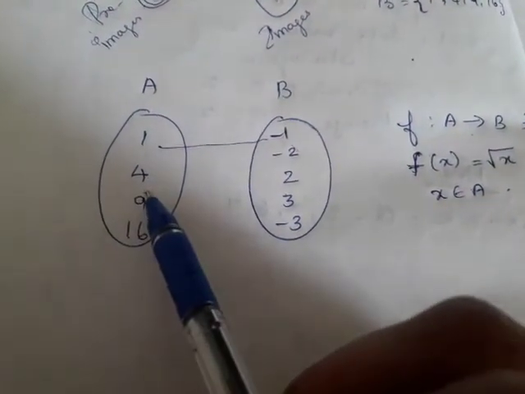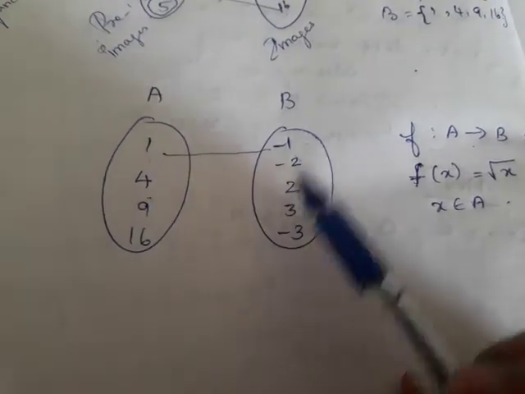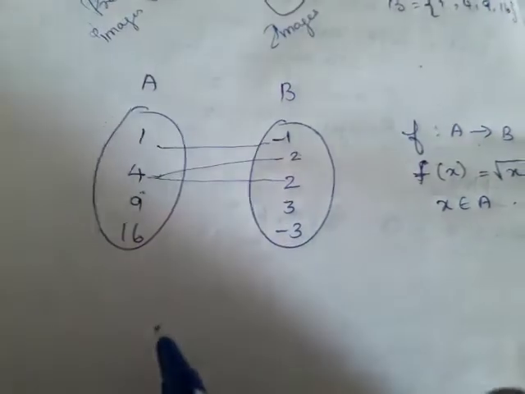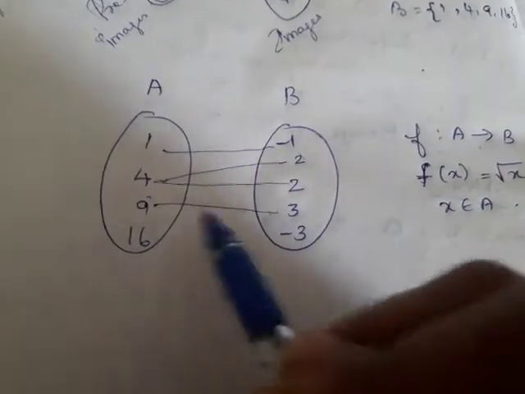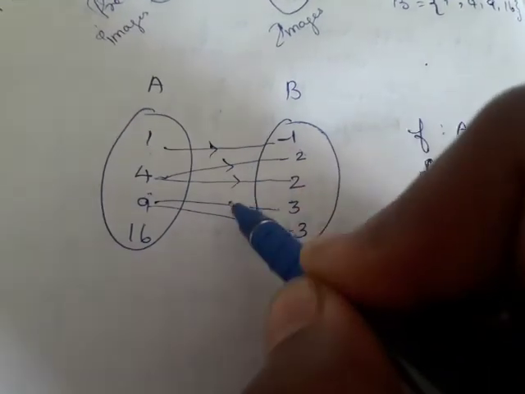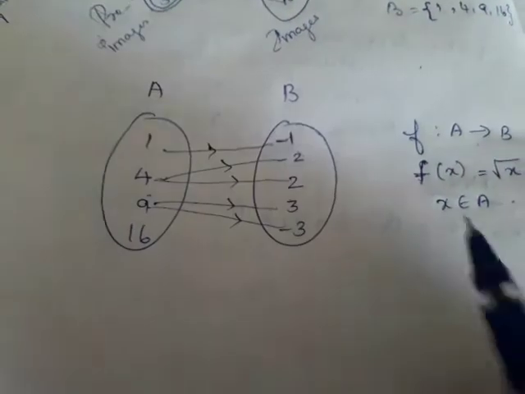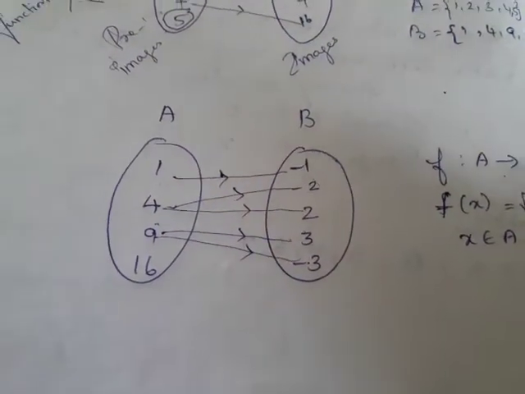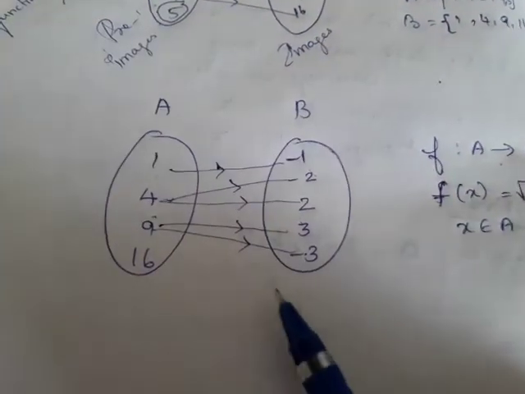What is the square root of 4? It can be plus 2 or it can be minus 2. So it will be mapped to these two elements. What is the square root of 9? Plus or minus 3. So 1 is mapped to minus 1, 4 is mapped to 2 and minus 2, 9 is mapped to 3 and minus 3, and 16 doesn't have any image in B. So such a kind of relation is also not a function.